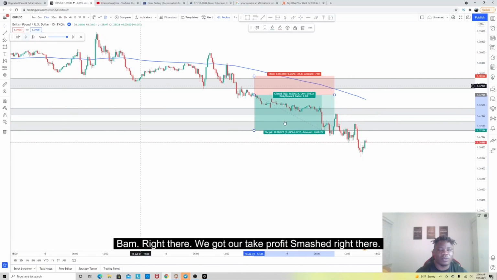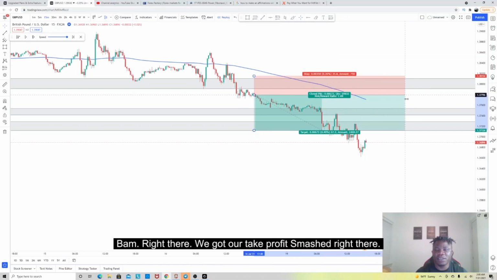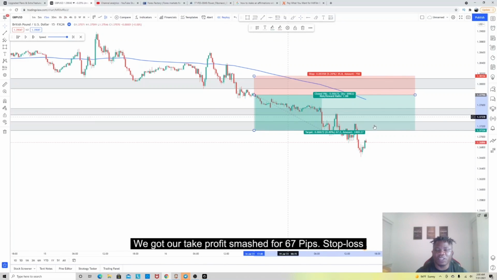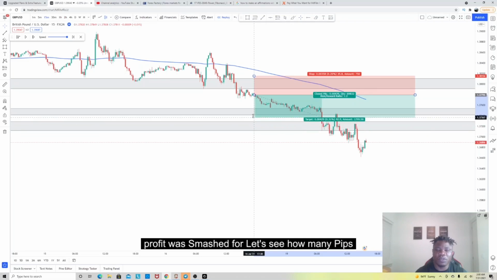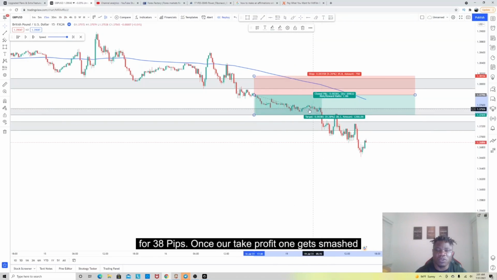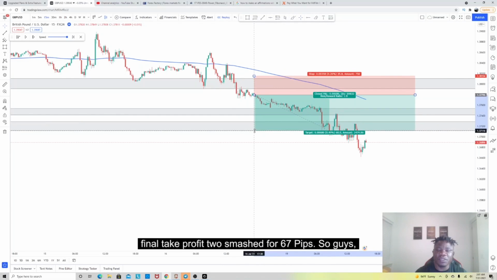Bam, right there. We got our take profit smashed for 67 pips, stop loss 35 pips, risk to reward ratio 1:8. Our first take profit was smashed for 38 pips. Once our first take profit gets smashed, we just move our stop loss to entry price. So we're going to be in a risk-free trade, and we got our final take profit smashed for 67 pips.